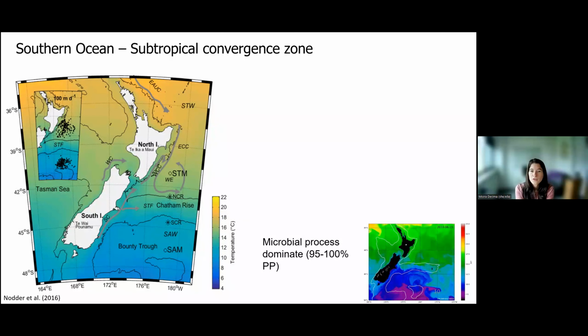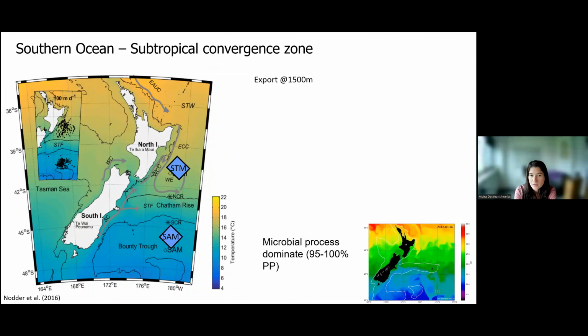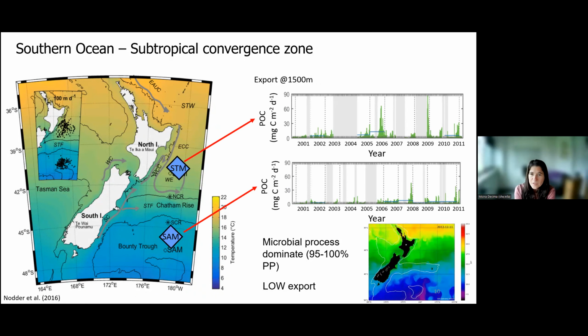Past studies in the region have also shown that generally microbial processes dominate, so microzooplankton tend to consume most of the primary production. And past studies looking at export down to 1,500 meters on moorings set in subtropical waters and subantarctic waters also found the area to be generally characterized by low export. You can kind of see this in this figure, the time series of 12 years, but hopefully you can also see that there are times of episodic fluxes.